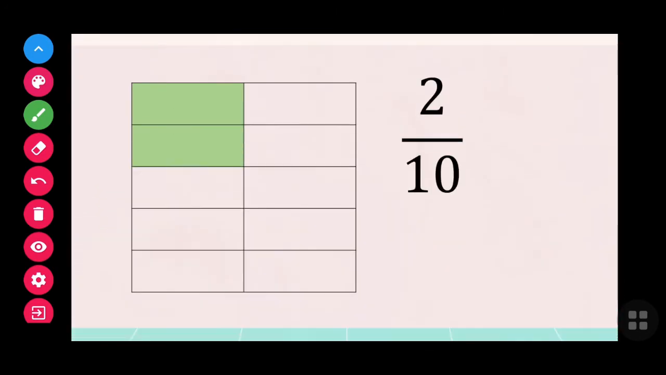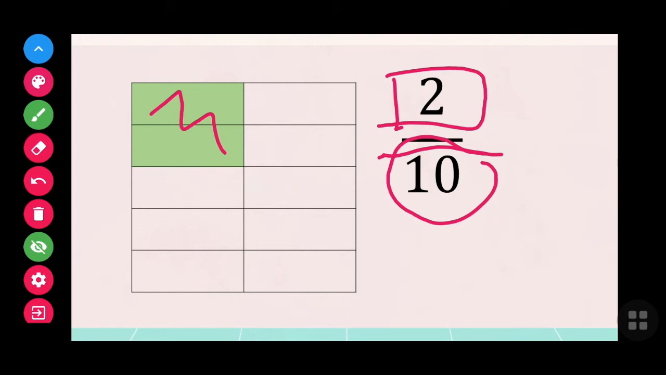See, here also we have a cake, and this cake has been divided into 10 equal parts. See, 1, 2, 3, like that. There are 10 equal parts, and out of the 10 only 2 had been finished. So we write 10 down and 2 here. So this is the denominator, this is the numerator.